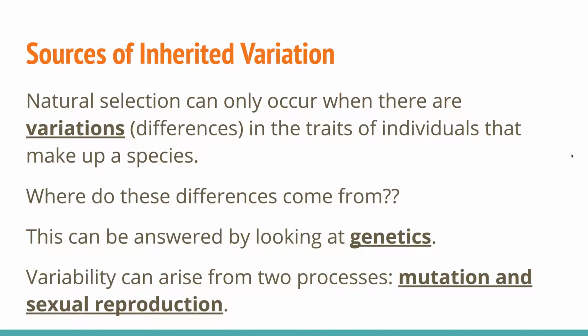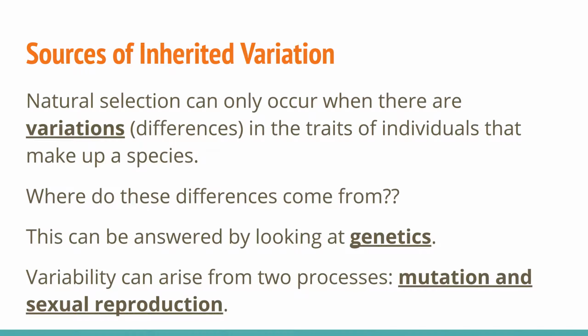Okay, so natural selection can only occur when there are variations. So there has to be a difference in traits of the individuals that make up the species. So where do these differences come from? It can be answered by looking mostly at our genetics, which is really why, when we think about Lamarck and his theories, he had no idea. They didn't know what genetics were back then, and so it made it really hard to figure out why these species are changing, how a giraffe gets a long neck, anything like that.